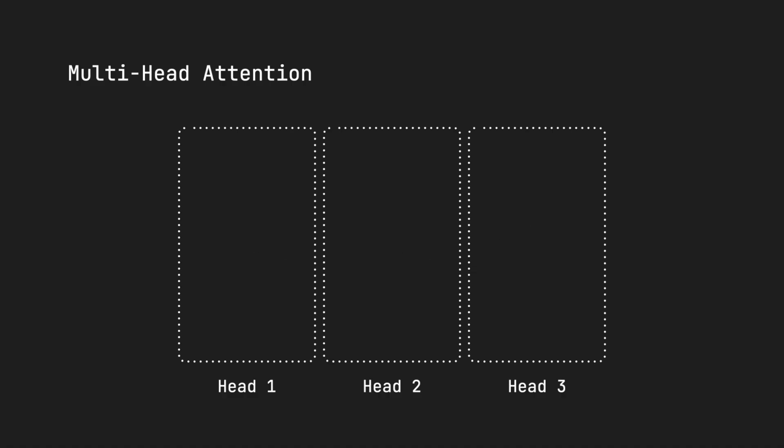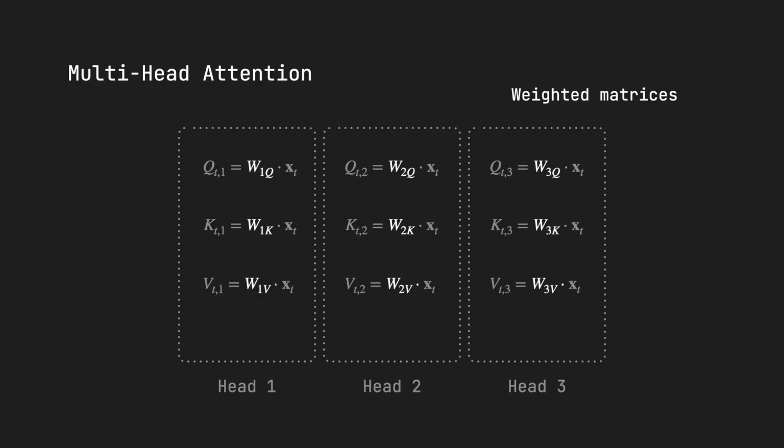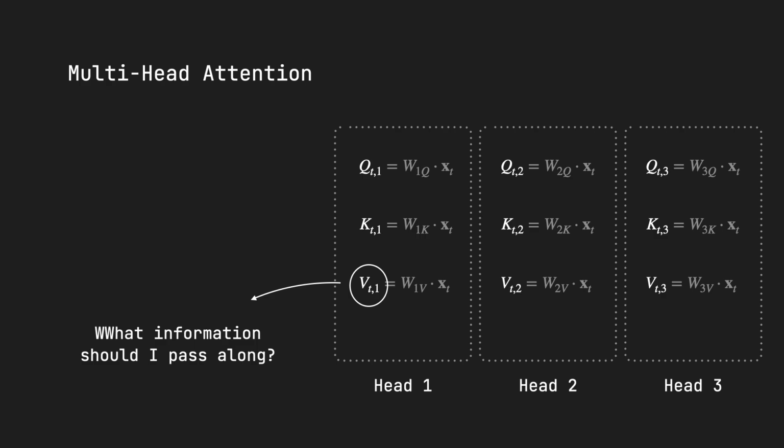For each head, what we're going to do is figure out what the query, key, and value are. We're going to use the weight matrices and perform a dot product operation on each vector that we map to. These weight matrices are trained during the training process, and we use them during inference. And what do query, key, and value mean? The query means, what am I looking for? The key means, what do I contain? And the value means, what information should I pass along?